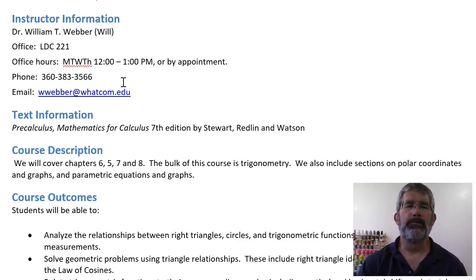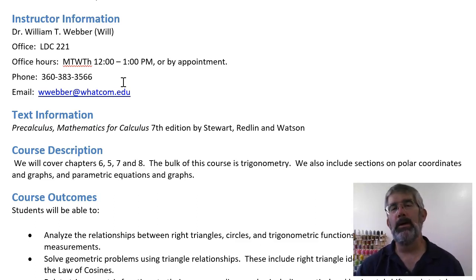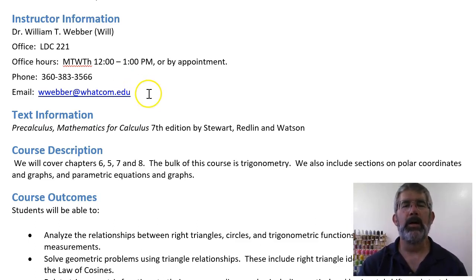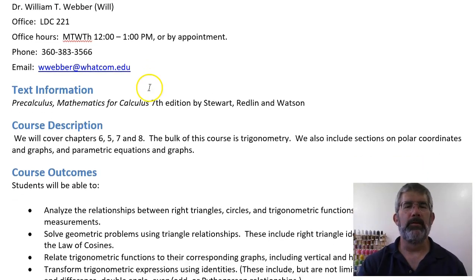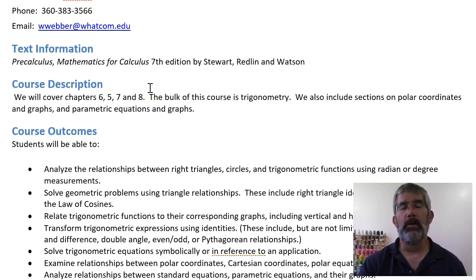So come on by. If you want to give me a call, 360-383-3566 is the phone number in the office. If I'm not there, you'll get my voicemail, and you can leave a voicemail that gets forwarded to my email, and then I can actually listen to it. Anyway, the email there is wweber@whatcom.edu. Send me an email if you'd like. I check that fairly often. I'm in my office, it just goes bing when it comes in, so I see it right away.